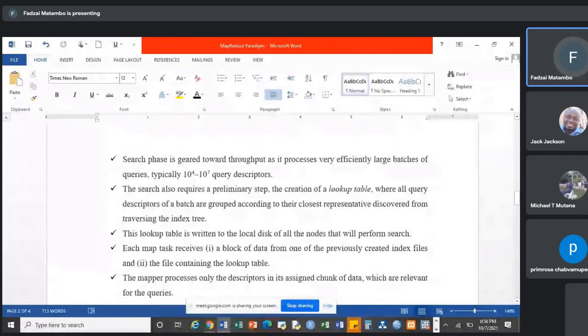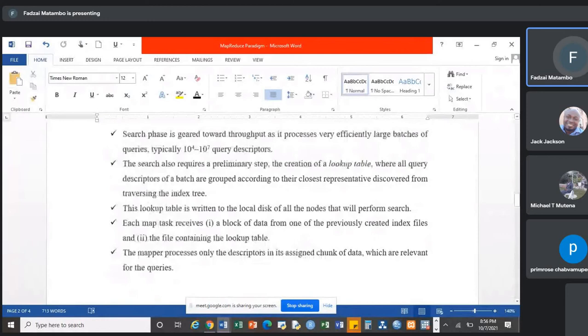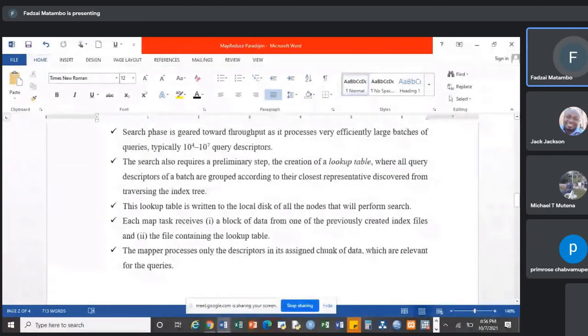So the search phase is geared towards throughput as it processes very efficiently large batches of queries, typically at 10 to the power 4 or 10 to the power 7 query descriptors. The search also requires a preliminary step, the creation of a lookup table where all query descriptors of a batch are grouped according to their closest representative discovered from traversing an index tree. This lookup table is written to the local disk of the nodes that will perform the search.